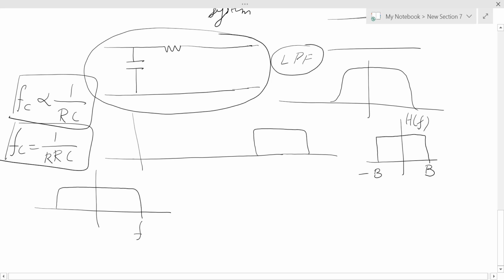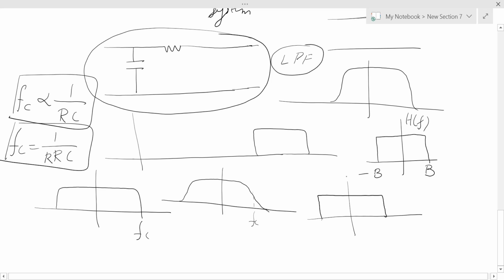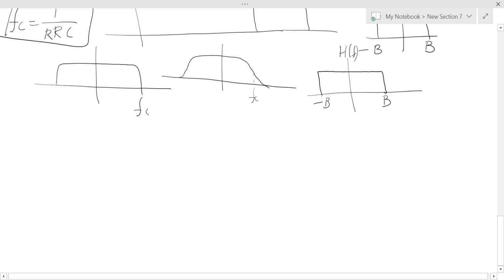I am showing it ideally here, it goes down sharply, but practically it may go something like this. So at fc it is going below the 3 dB point, and then it slowly decays. But this is the actual one, theoretically we can say that a channel transfer function is represented as a rectangular function, and depending upon the bandwidth of the channel, it will only pass signals up to bandwidth B.